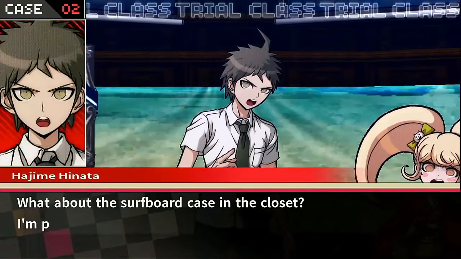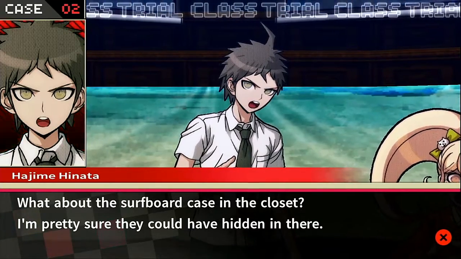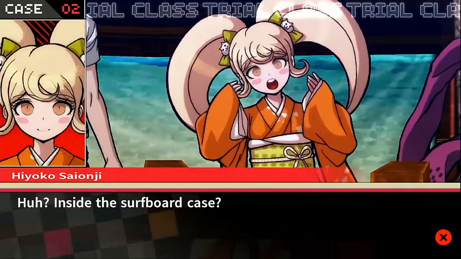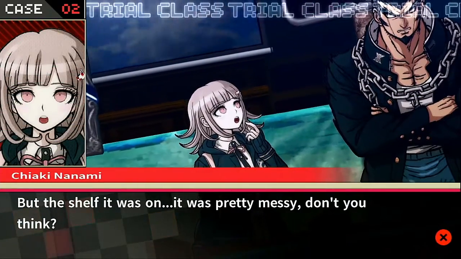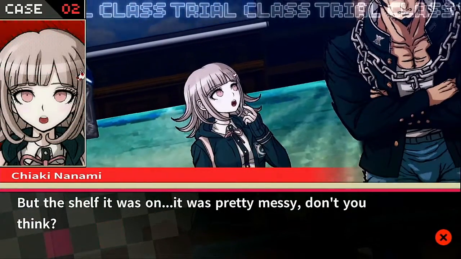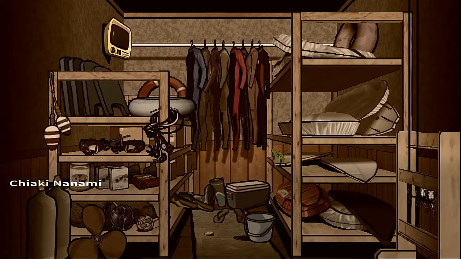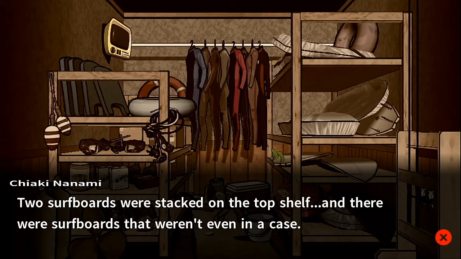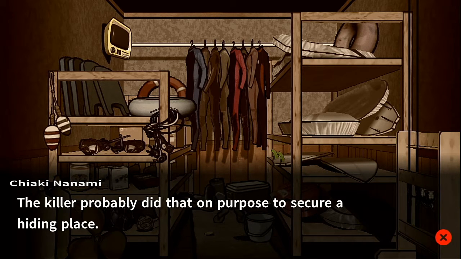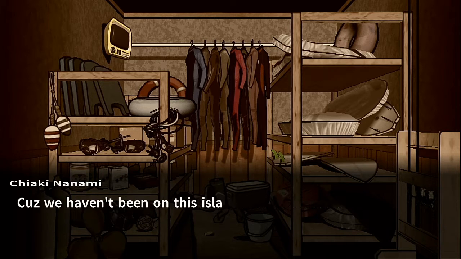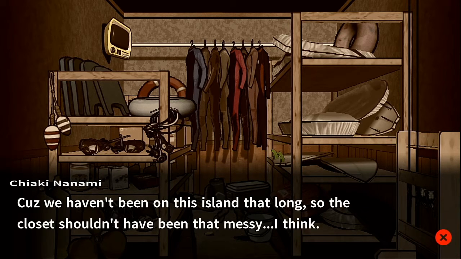What about the surfboard case in the closet? I'm pretty sure they could have hidden in there. Huh? Inside the surfboard case? But the shelf it was on, it was pretty messy, don't you think? 2 surfboards were stacked on the top shelf. And there were surfboards that weren't even in a case. The killer probably did that on purpose to secure a hiding place. 'Cause we haven't been on this island that long. So the closet shouldn't have been that messy, I think.